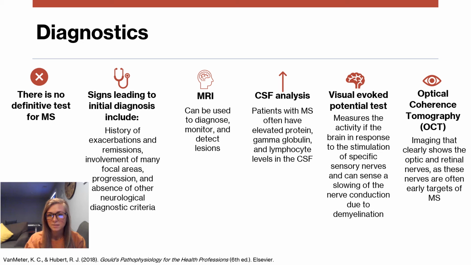this also can point them to MS. And then one other thing that can be done is an optical coherence tomography. And then this imaging clearly shows the optic and retinal nerves. So it can show if any demyelination has occurred in those nerves because these are often the first nerves that are affected in a patient with MS.